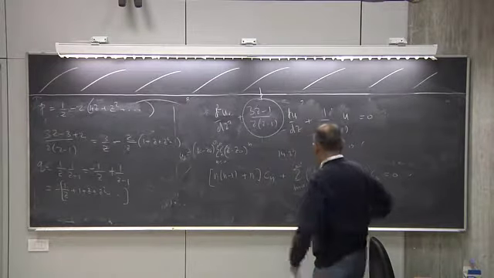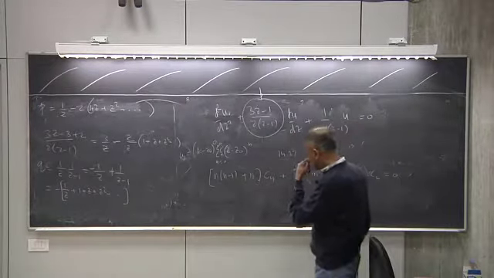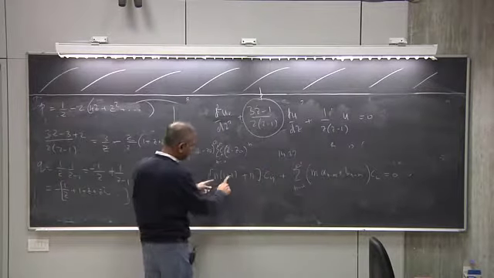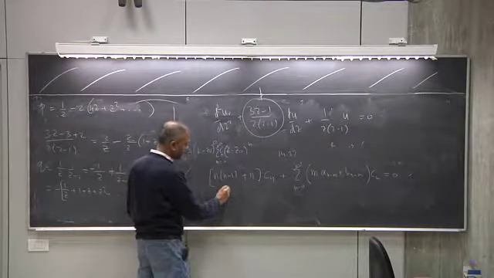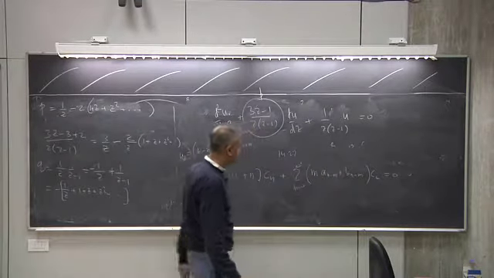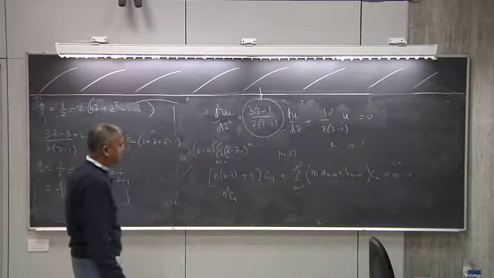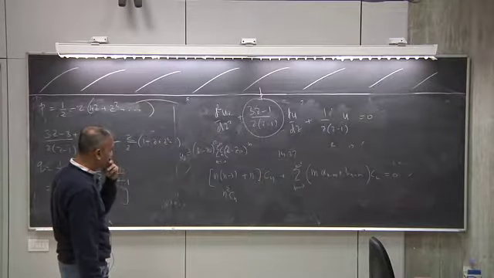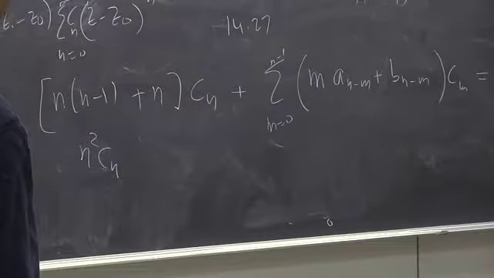Yeah, if you move it to the other side, it will become minus. So this is very simple. It's just, well, n cancels. We just get n squared c_n, and let's look at this combination: (m plus a_{n-m}) minus (m, b_{n-m}), m equal to 0.